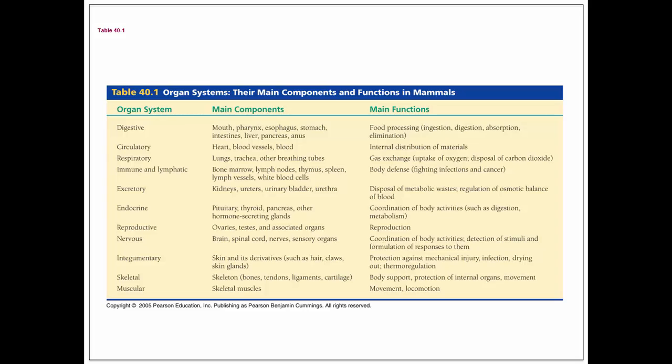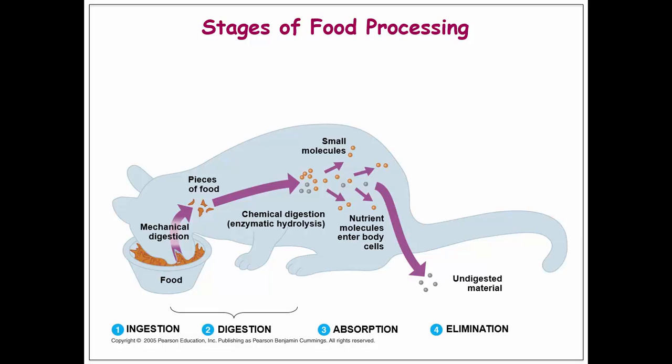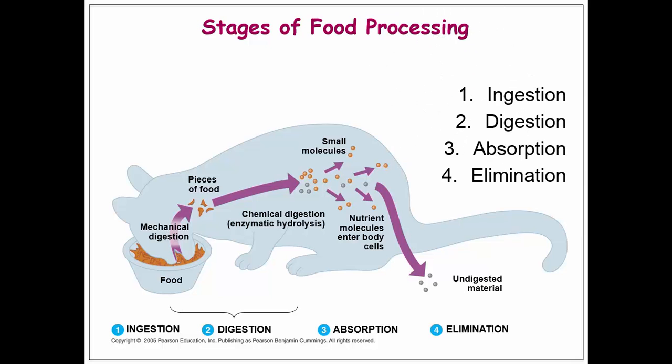You should be aware of the organ systems of animals and what those organ systems are. I believe there are about 11 of them. Have a good idea. Specifically for this exam, you need to know the digestive, the circulatory, and the respiratory systems, and how those particular systems work. Stages of food processing, again, give me examples and explain what's going on during ingestion, digestion, absorption, and elimination, and what parts of the body are responsible for doing this.